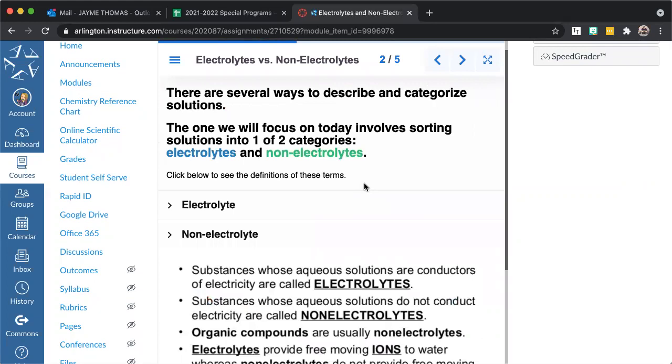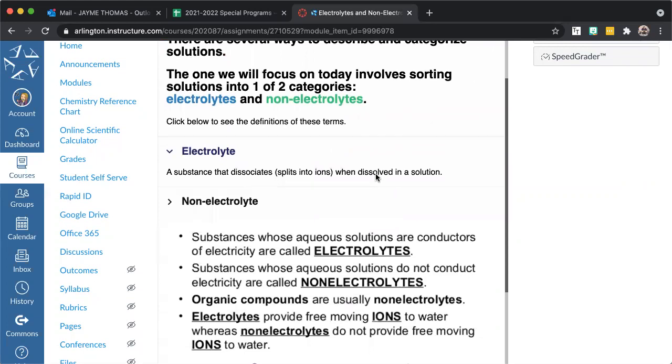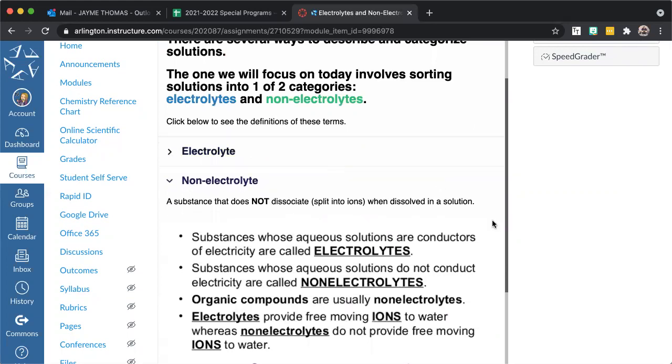Now, electrolytes and non-electrolytes, these are two categories that we can sort solutions into. And so electrolytes are a substance that when you dissolve it, it splits into ions. Okay, that's going to allow it to conduct electricity. A non-electrolyte is something that when you dissolve it, it does not split into ions.